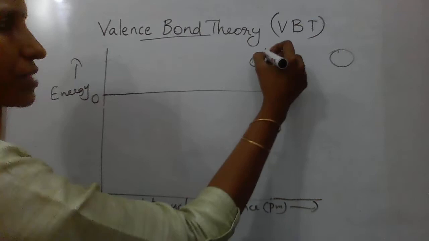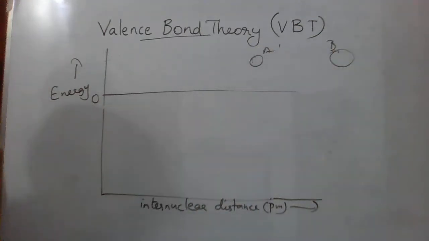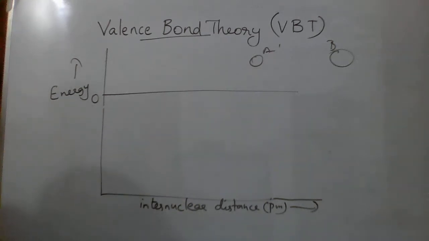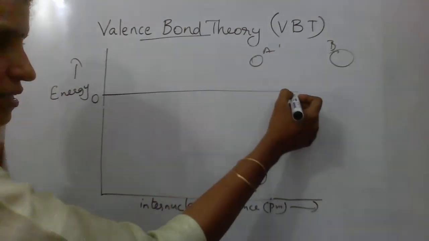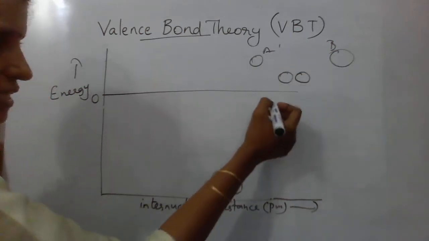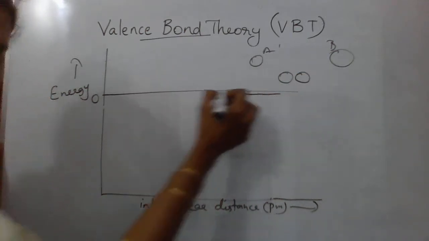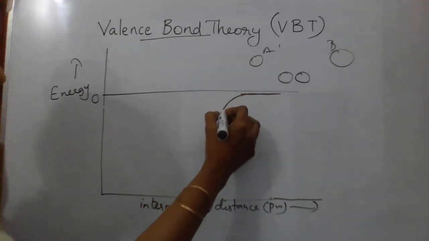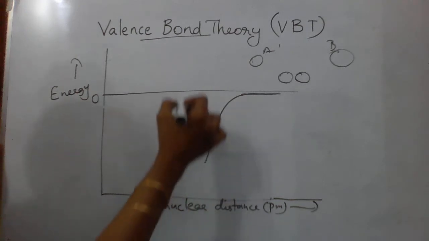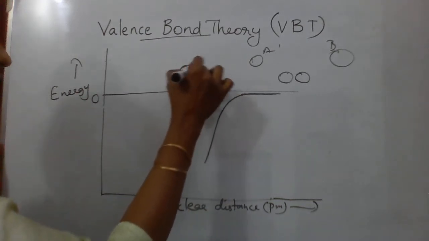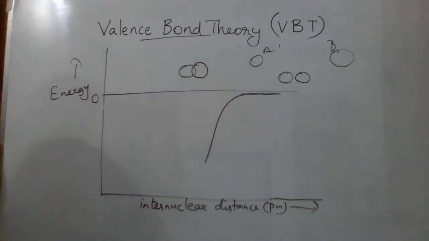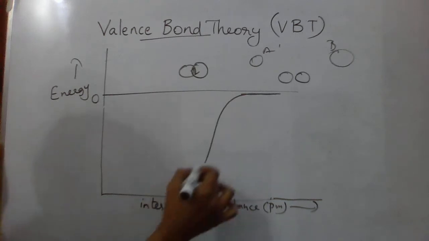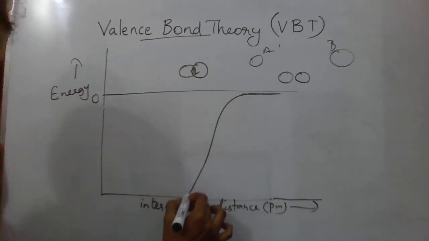Initially, when hydrogen A and hydrogen B are far apart, there is no interaction between them. When the two hydrogen atoms approach one another, the internuclear distance decreases and decreases. When the 1s atomic orbitals of the two hydrogen atoms partially merge with each other, pairing of electrons takes place. What happens? They reach a minimum energy state.